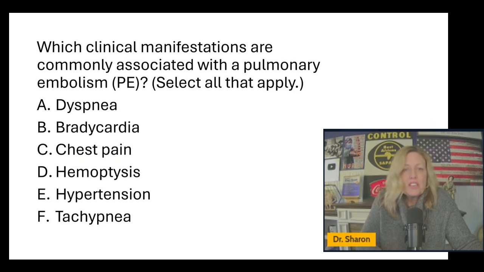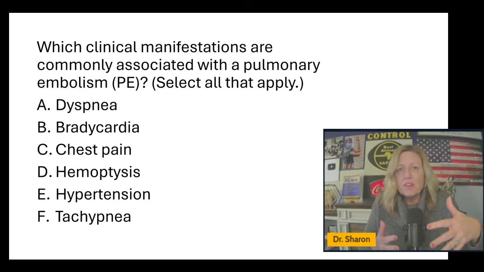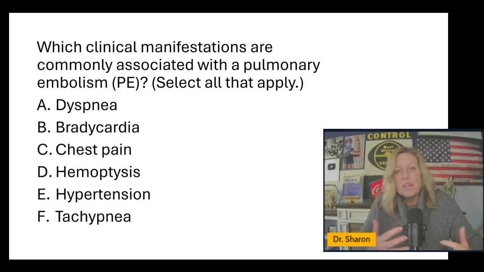Which clinical manifestations are commonly associated with a pulmonary embolism? DVT is often a precursor to pulmonary embolism. That's why we throw them in together. The abbreviation VTE, venous thromboembolism, is the umbrella term for PE and DVT. PEs are a little more serious because they cause hypoxia, but nevertheless, PE and DVT are treated similarly.